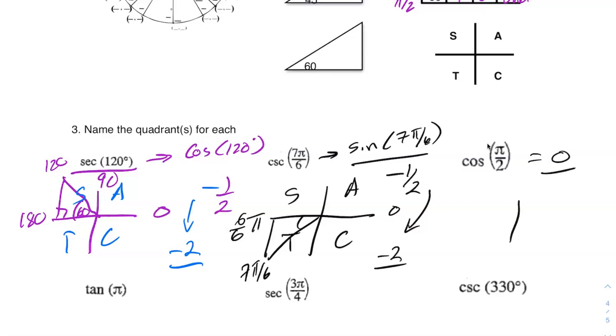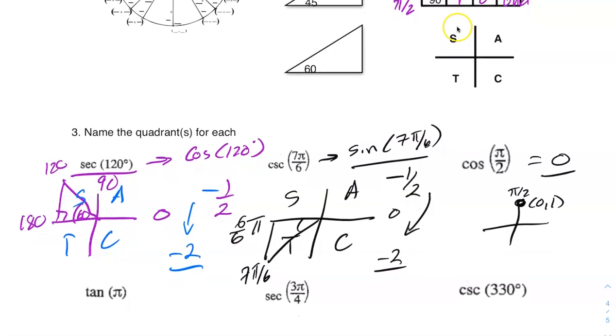If you're wondering why, if you actually draw it, pi over 2 is right here. That's the point (0, 1). Cosine's x, so 0. But again, if you're using the table, it's right there. It's right down there.